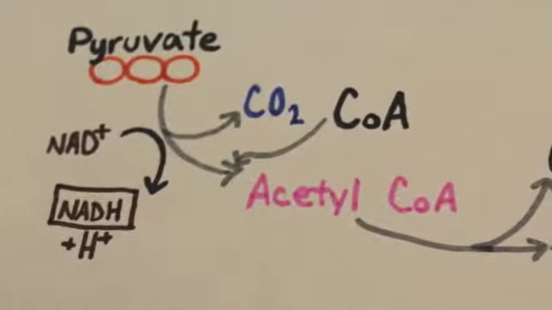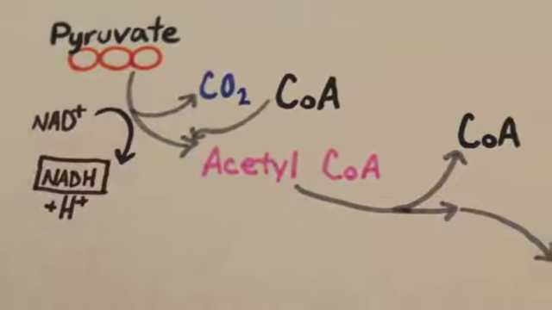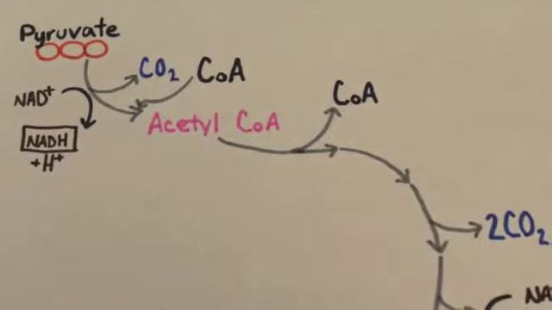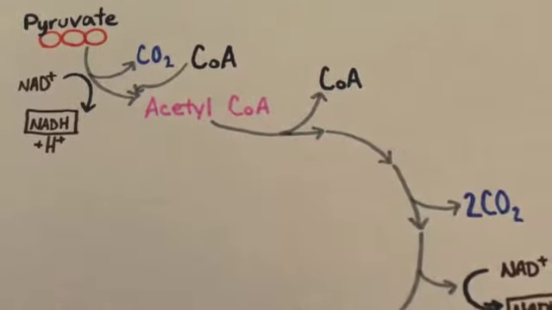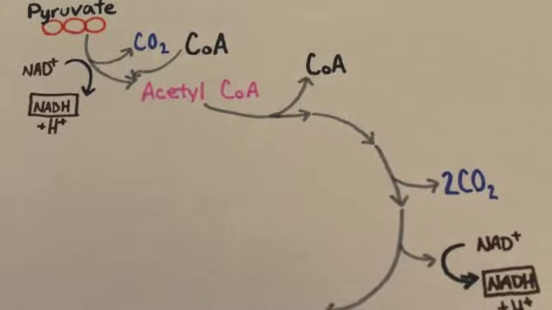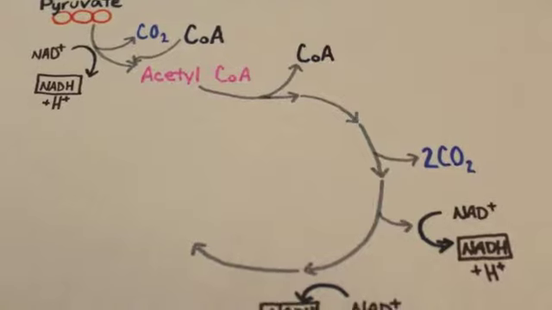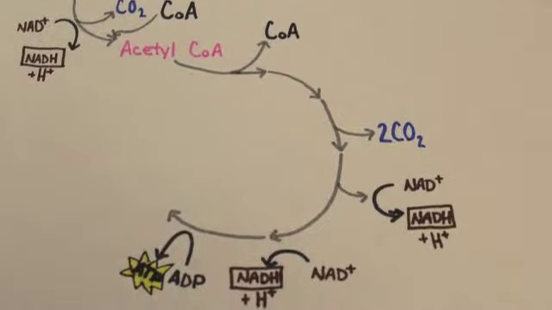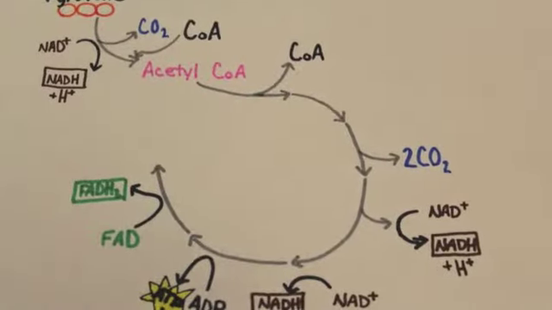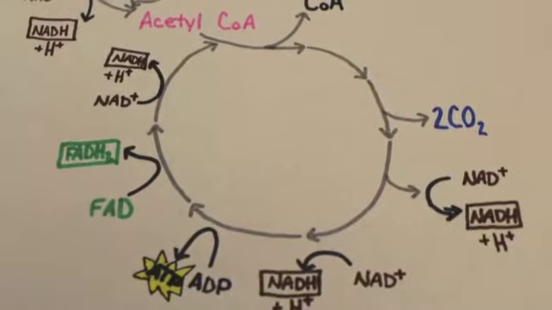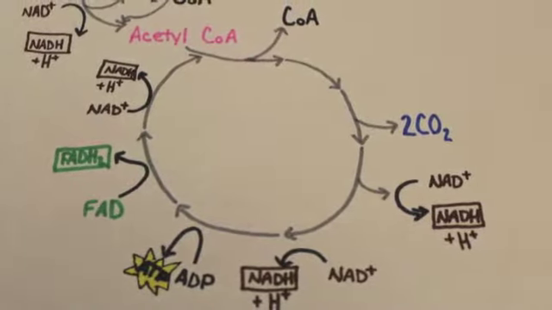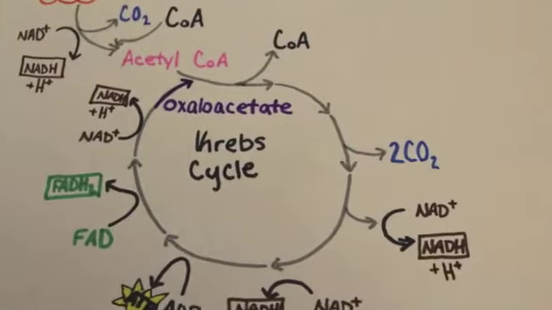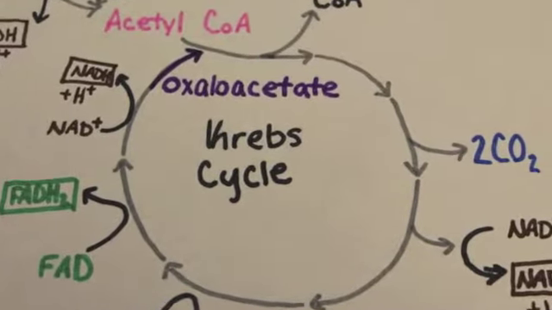The joining of oxaloacetic acid will cause the CoA to break back off, resulting in a carbon dioxide. This oxaloacetate will break down again, creating another carbon dioxide, as well as transforming another NAD+ into NADH. Another NAD+ will transform into NADH, and then ATP will be produced from ADP. FAD will produce FADH2. Then one last NAD+ will transform into NADH. This cycle then returns to oxaloacetate. This cycle occurs twice for each glucose molecule, and that is the Krebs cycle.